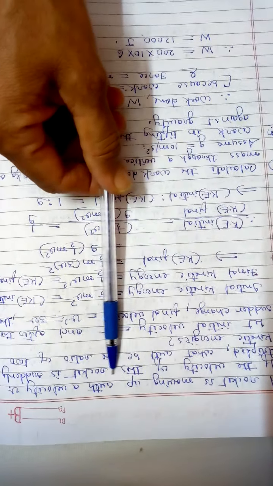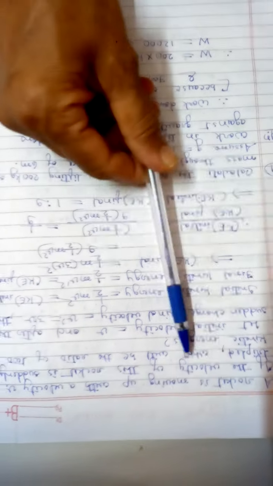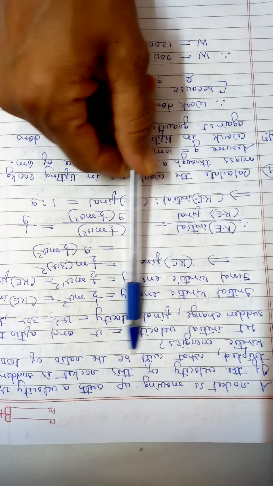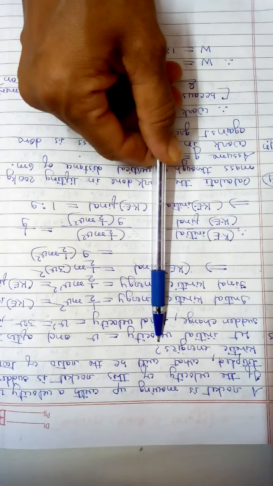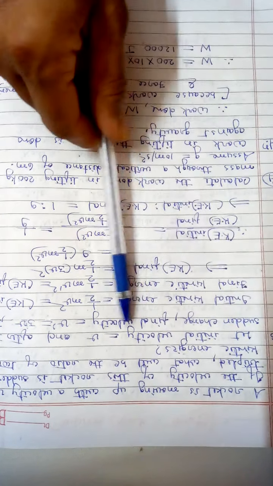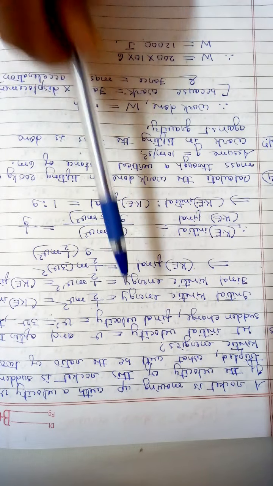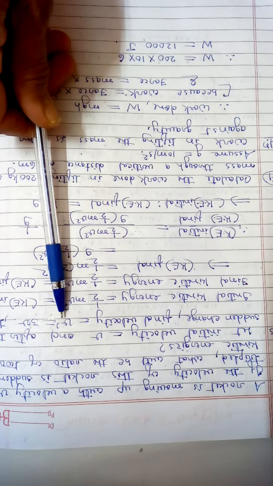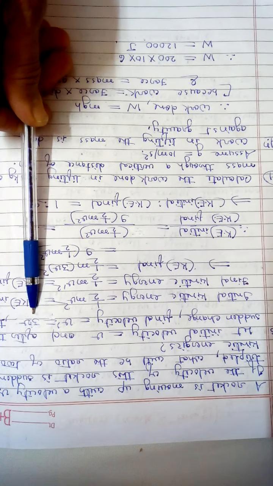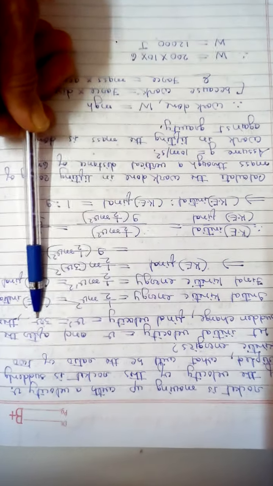Question number 3. A rocket is moving up with a velocity v. If the velocity of this rocket is suddenly tripled, what will be the ratio of the two kinetic energies? Let the initial velocity be v, and after the sudden change, the final velocity of the rocket becomes v dash, which is equal to 3 times the initial velocity.